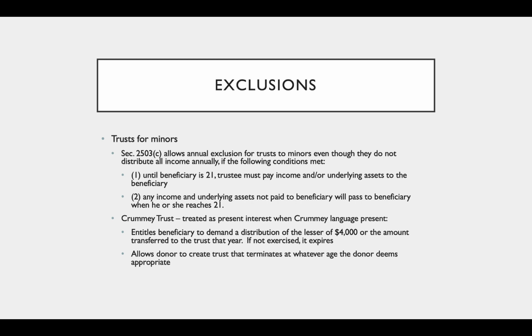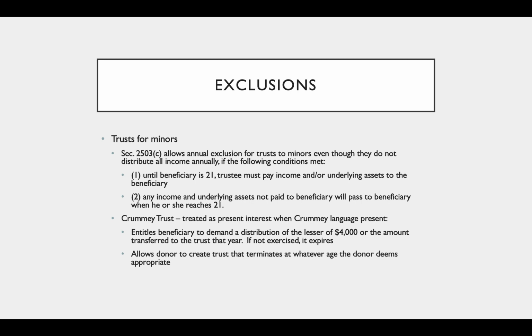The first is the Section 2503(c) trust, and that's going to allow us to use the annual exclusion for trusts to minors, even though they do not distribute all the income annually, if the following conditions are met. So I can give $15,000 every year, or whatever the annual exclusion amount is every year, to a trust for my minor child. And the trustee of that trust does not have to distribute the income of that trust if the following conditions are met.